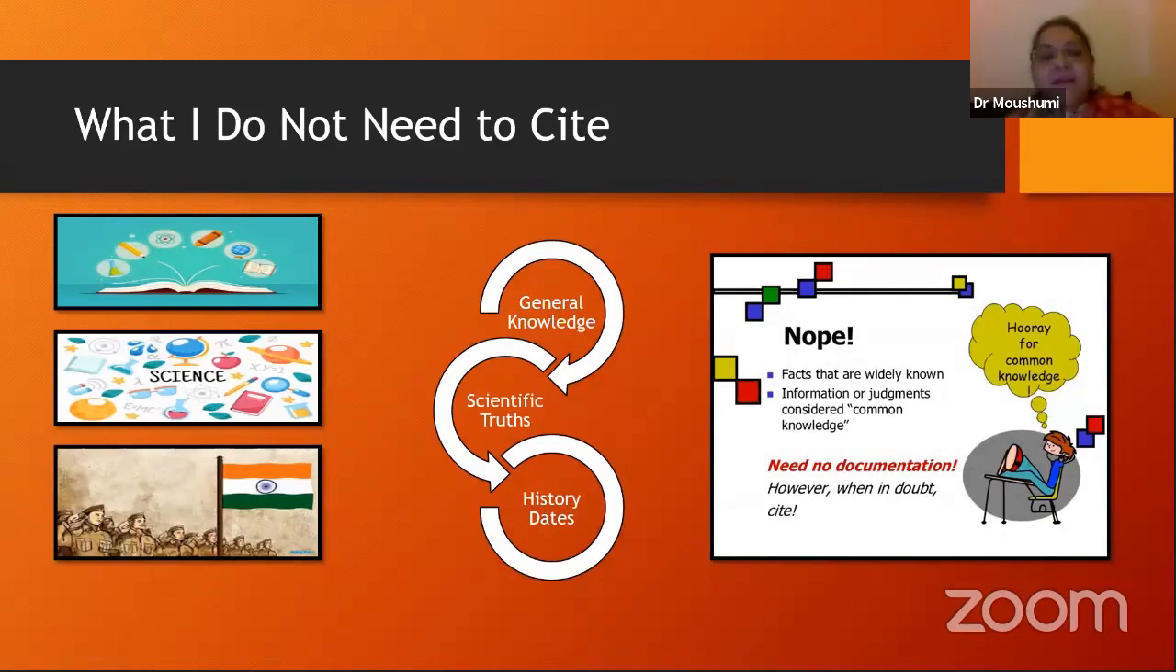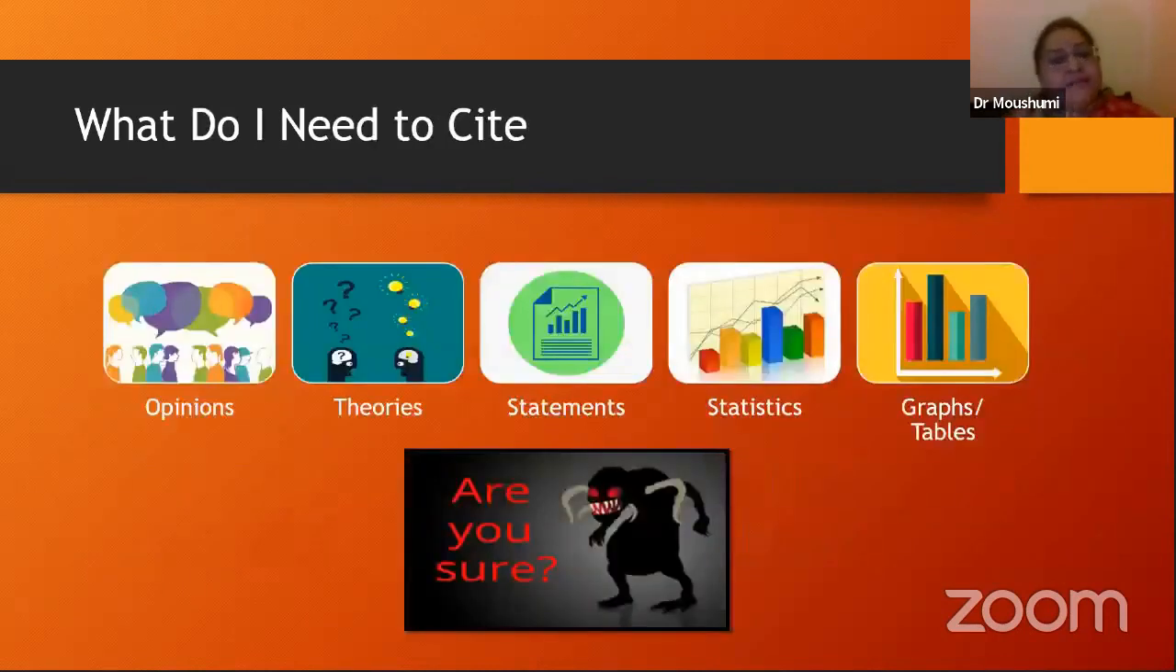But there is a big but over here. Whenever you are in doubt, please do cite. Whenever you are unsure whether you need to cite or not, cite. Because if you do not cite, you will be the problem. If you cite any unnecessary things, there will be no problem at all. So once I know what I really do not need to cite, at the same time, I should know what I really need to cite.